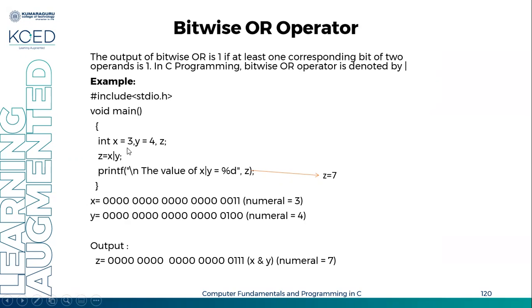X is 3, 11 is the binary representation of 3. 100 is the binary representation of 4. We'll perform the OR operation. So 1 OR 0 is equal to 1, second bit, 1 OR 0 is equal to 1, third bit, 0 OR 1 equal to 1, remaining are all 0. So it is triple one, and the decimal numeral of the binary representation triple one is 7. So the resultant output is 7.